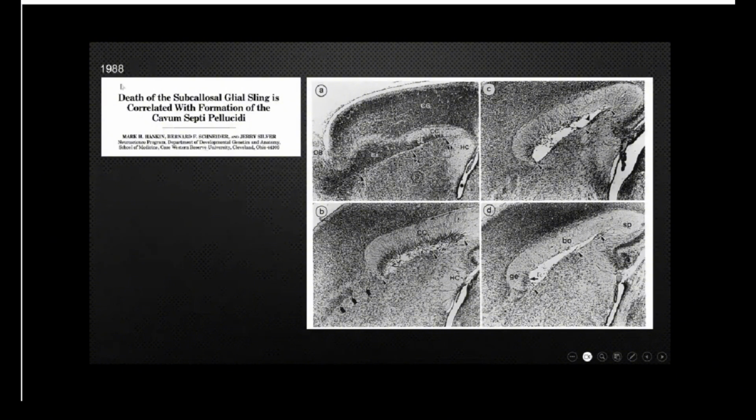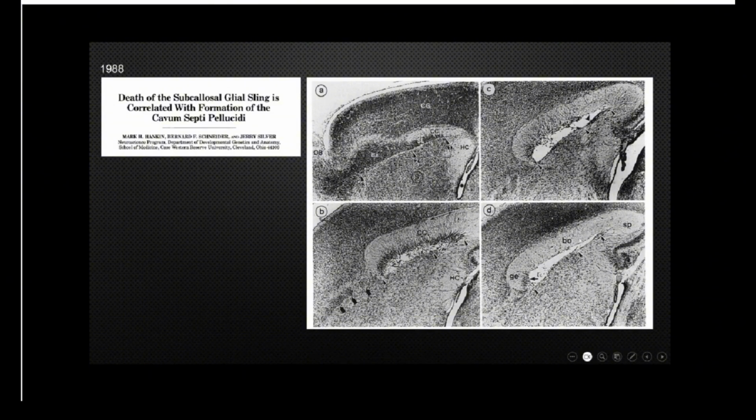And this is another paper from '88 by Hankin, and he showed very nicely the death of the subcallosal sling. Again, this is part of the cellular structures that support the crossing of the corpus callosum. When the death of these cells occurs and they disappear, you can see here this is the corpus callosum. These are remnants of these cells, and eventually they disappear.